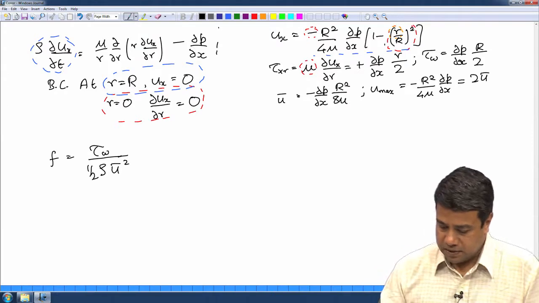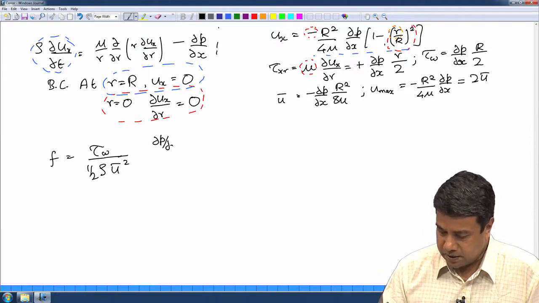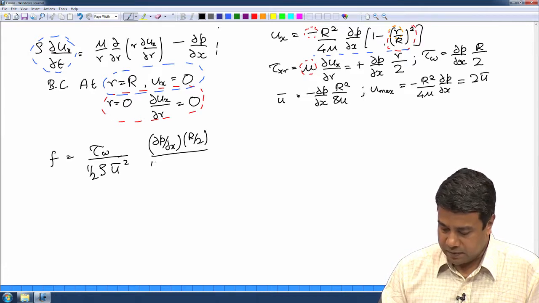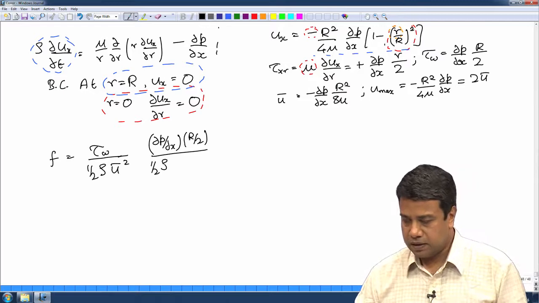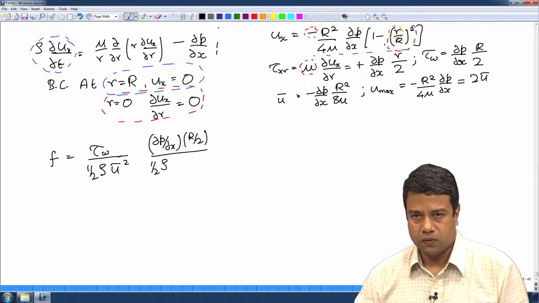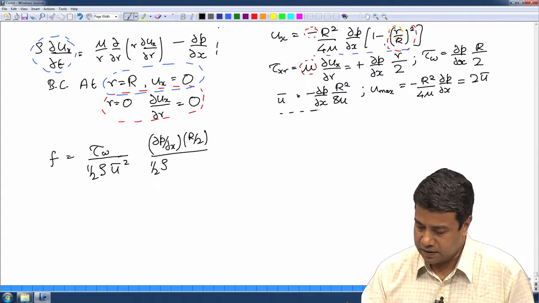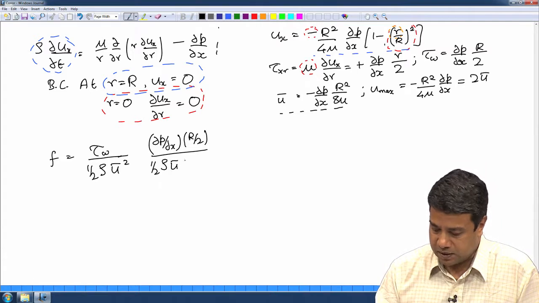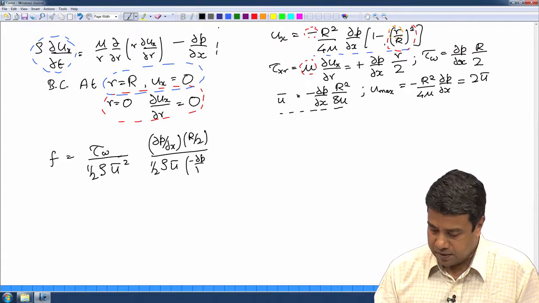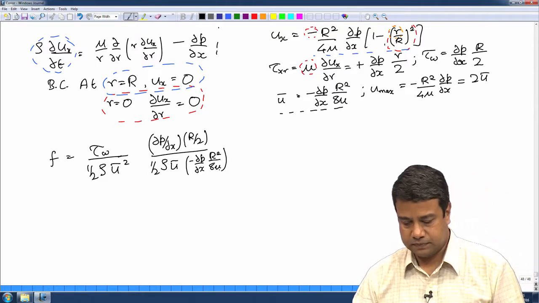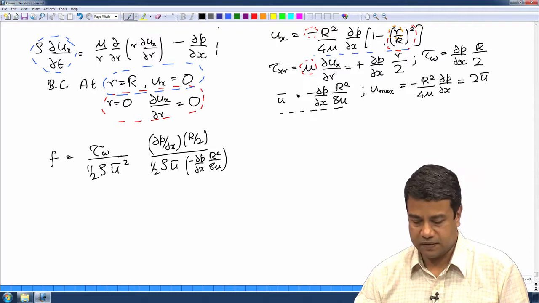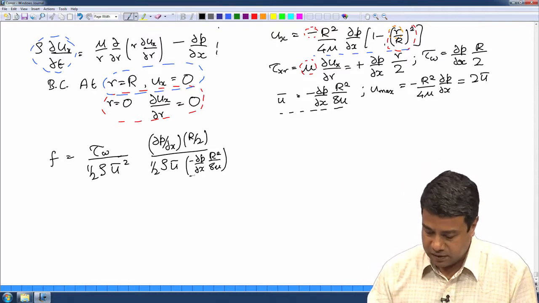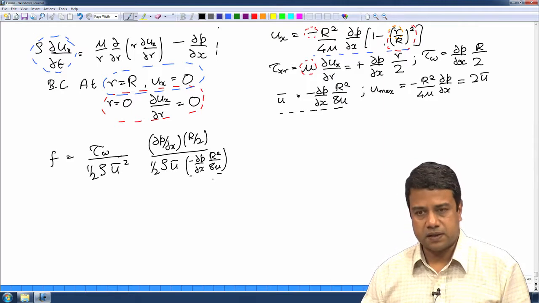Now, we know that tau w is equal to partial p by partial x into R by 2, divided by half rho. Rather than writing u bar squared in terms of this factor here, it will be convenient for us to write this as u bar times minus partial p by partial x, R squared by 8 mu. I am just writing this in this form for convenience. One u bar I have expanded out and the other u bar I have just retained as a constant.